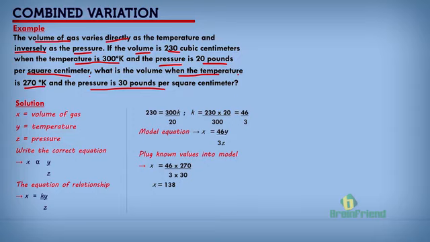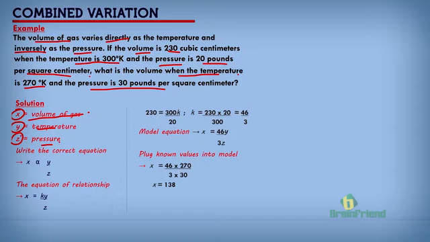So quickly we've determined that it's a combined variation problem. What next to do? We'll write our variables. We'll get out our main terms, which are the volume of gas, temperature, and pressure, and append variables to them. That is, select any variable of your choice. So we've chosen here to use x to represent volume of gas, y to represent temperature, and z to represent pressure. With that, we can quickly signify the relationship from our question.